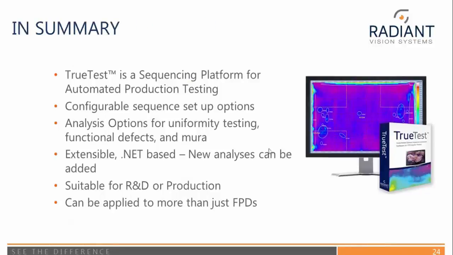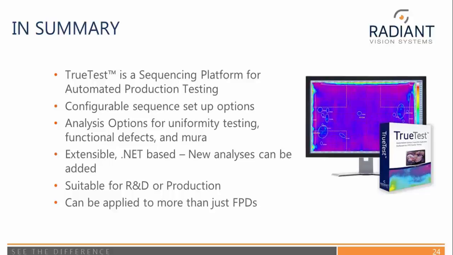All right. In summary, TrueTest is a platform that can help us sequence a number of tests in automated production. Each of those steps is configurable. You can change the pattern you want to show on the device, change the imaging colorimeter setup settings, and change the analysis that you'd like to do. There's various analysis options for uniformity, functional defects, and of course Mura. These options are extensible.